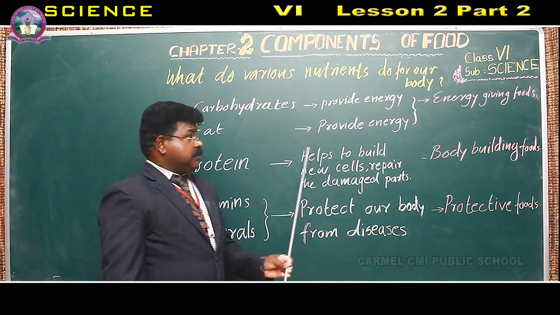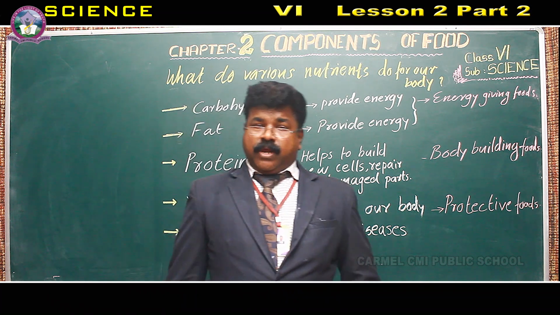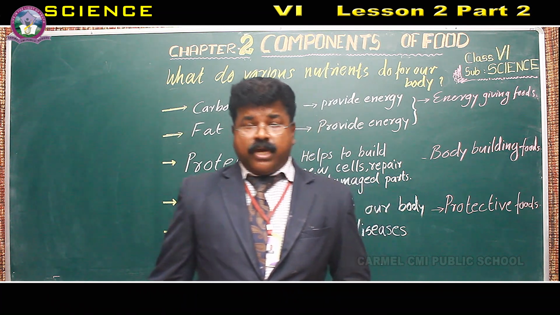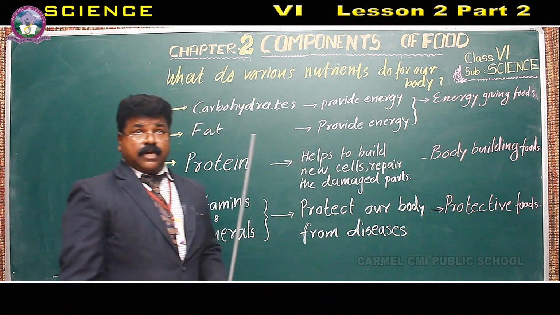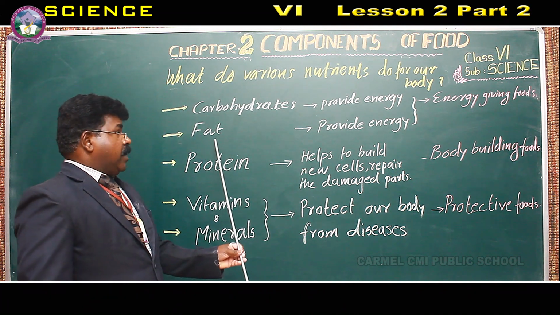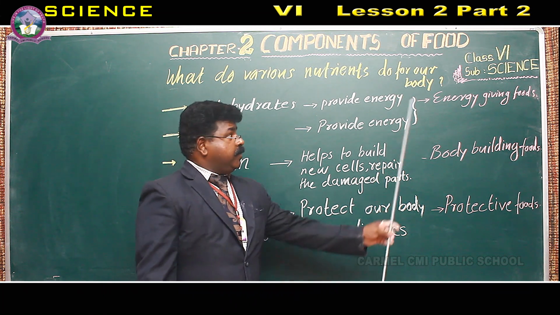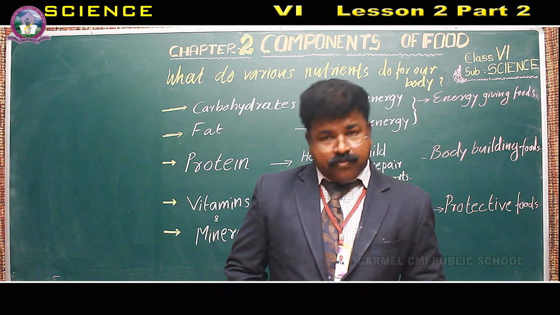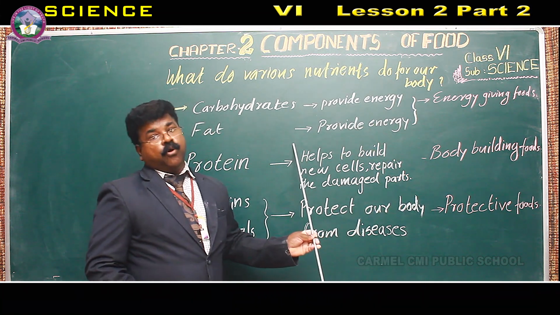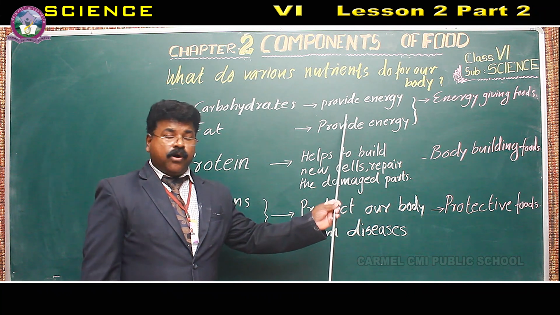Now the second one is fat. So fat also provide us energy. The main function of the fat, it makes our body warm. Carbohydrates provide us energy to do our muscular activities. At the same time, fat provide us energy to make our body warm. When we compare the quantity of energy produced by carbohydrate and fat, fat provide us more energy. Fat provides more energy than carbohydrate.